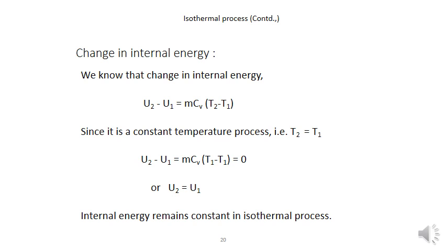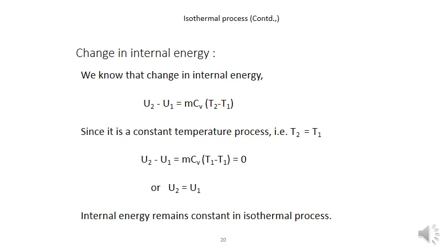So, from these two, we know that the change in internal energy is mCV (T2 minus T1). Here the temperatures are constant, T2 is equal to T1. So U2 minus U1 is equal to mCV (T2 minus T1), which is 0. So here U2 is equal to U1. The internal energy remains constant in an isothermal process.